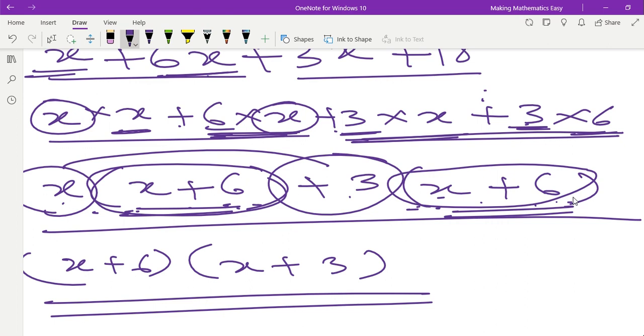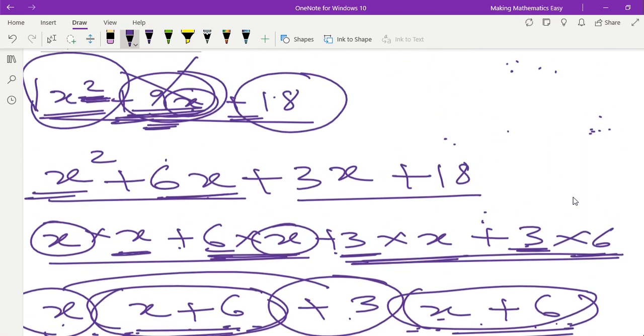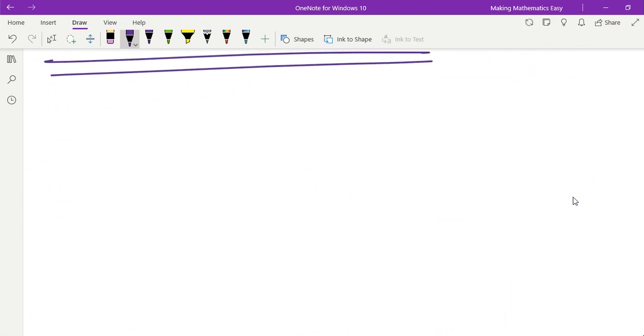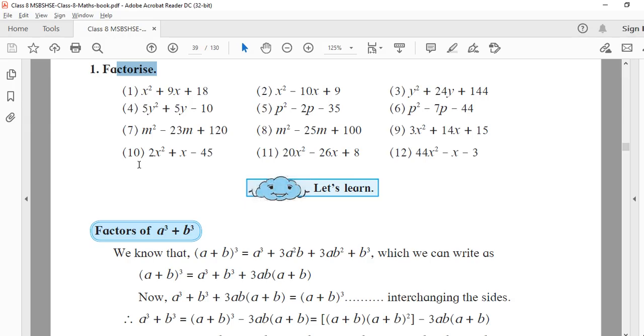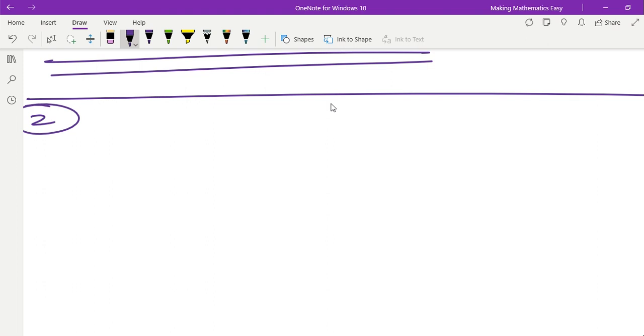That's it. I hope you got this. We will solve a few more sums, and then you can try it on your own and let me know if you have any doubt. Now we have a negative sign over here, so we'll do this sum.